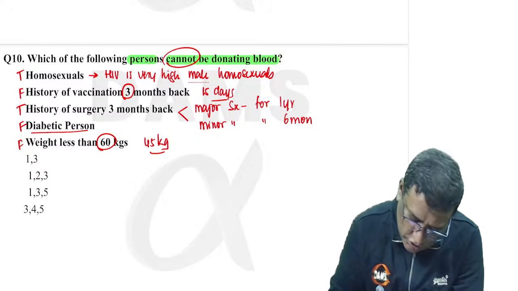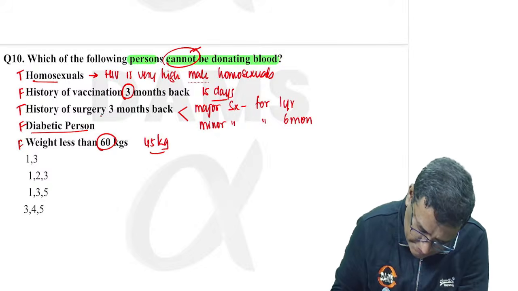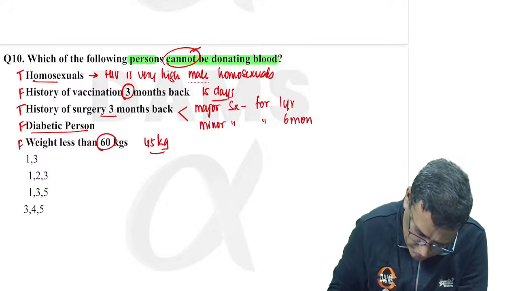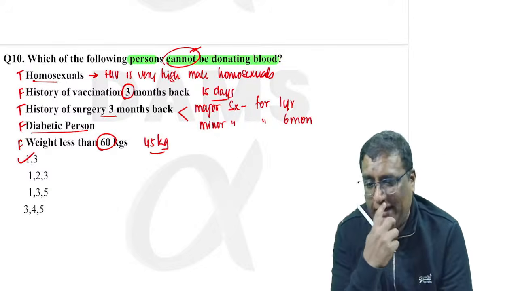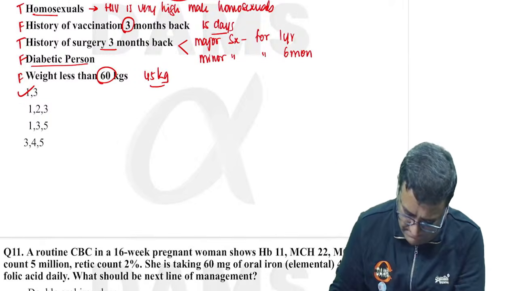Okay, who cannot donate blood? That is the question asked. Homosexual cannot donate blood, and surgery 3 months back. Options 1 and 3, only 2 of them cannot donate blood here. Option A. Okay. Next question.